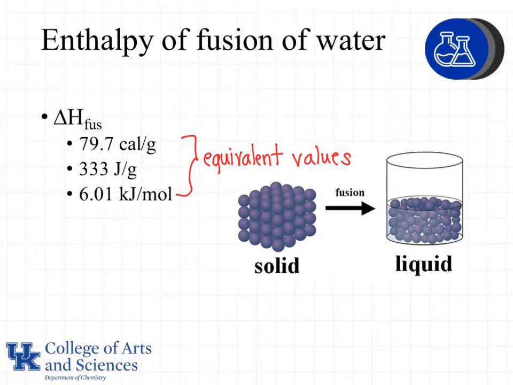Notice that each enthalpy of fusion has some unit of energy over some amount of the substance. So calories or joules are both units of energy. Grams or moles tell us about how much of the substance we have.